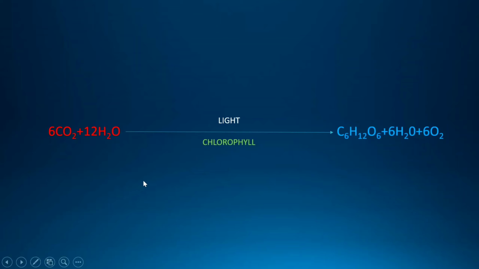The reactants are carbon dioxide and water. The products are glucose, that is C6H12O6, and water and oxygen. This process takes place in the presence of light and chlorophyll. It is known that plants synthesize smaller, simpler carbohydrates, and from them more complex ones like starch and cellulose. Animals are not capable of synthesizing food and have to depend on plants for it.